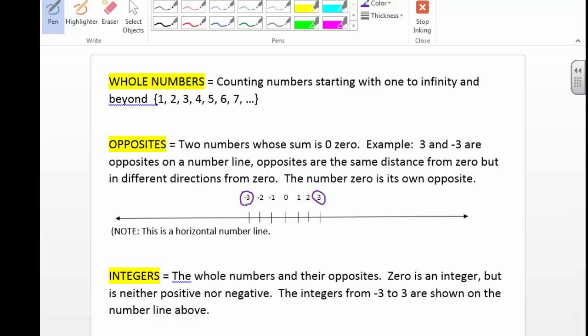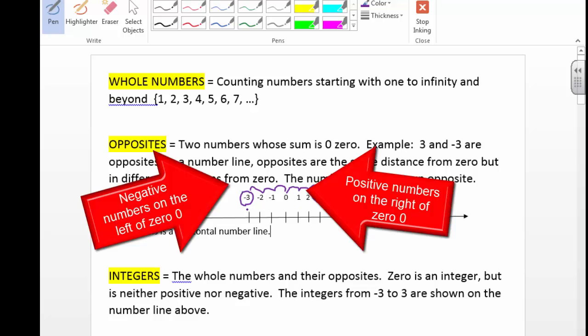So if I go 1, 2, 3, 3 is 3 spaces away from 0. Okay, and if I go 1, 2, 3 in the opposite direction from 0, so instead of going to the right, I'm going to the left, I get -3. That's how I know that they're opposites.